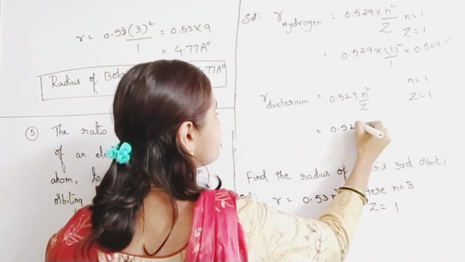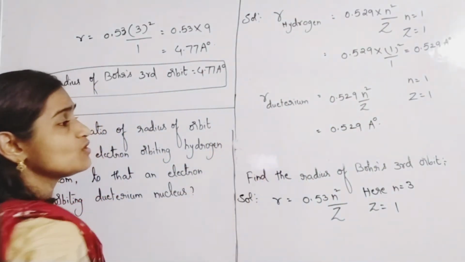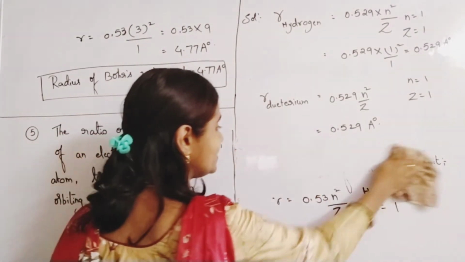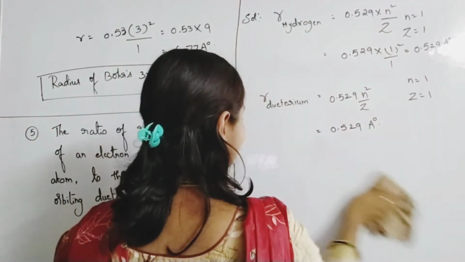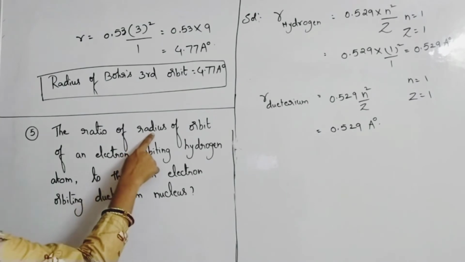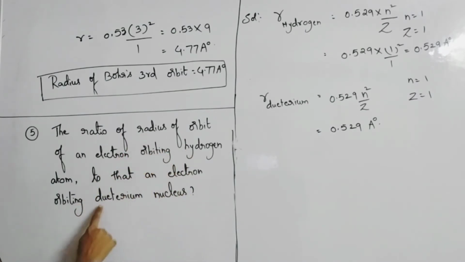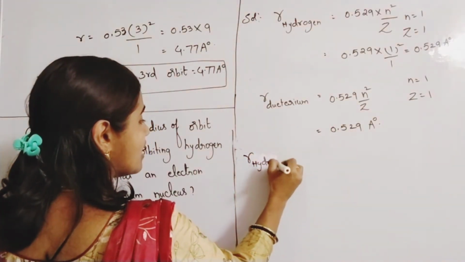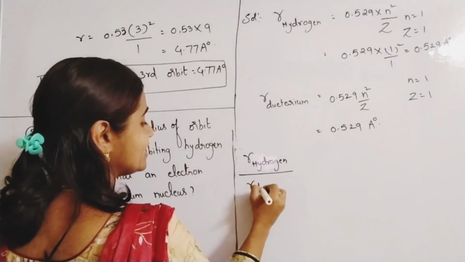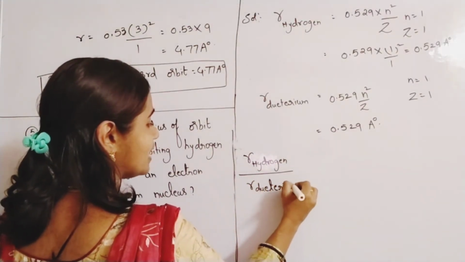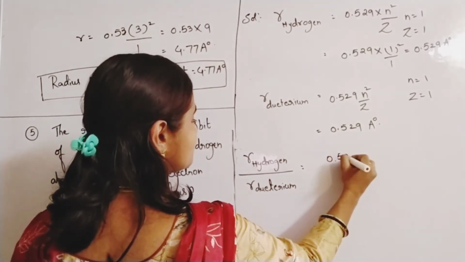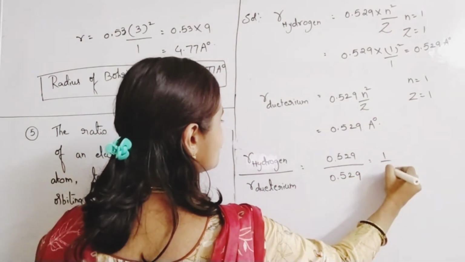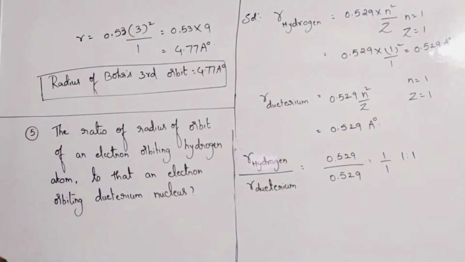0.529 angstroms only. If you take the ratio of these two, how much will you be getting? Same values. That means 1:1. The ratio will be 1:1. He's asking for the radius of the orbit of hydrogen and the radius of the orbit of deuterium. So R hydrogen by R deuterium, you have to do, which you will be getting what? R hydrogen by R deuterium, 0.529 by, again here also 0.529 only, which is equal to what? Ratio is 1:1.